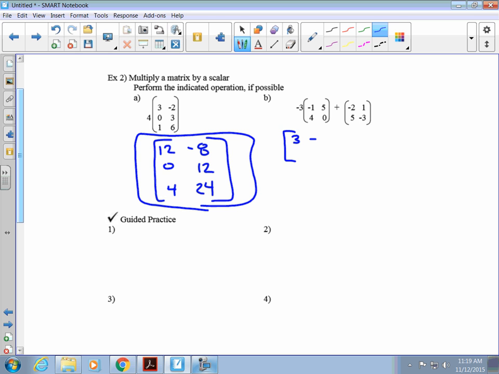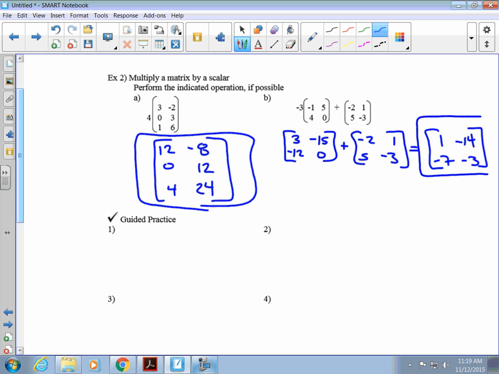So it's going to be 3, -15, -12, 0. And then I have my matrix. So now that I have two matrices, they're the same dimensions, I can add them up. So it's going to be 1, -14, -7, -3. And there is the answer that we get when we do that one.